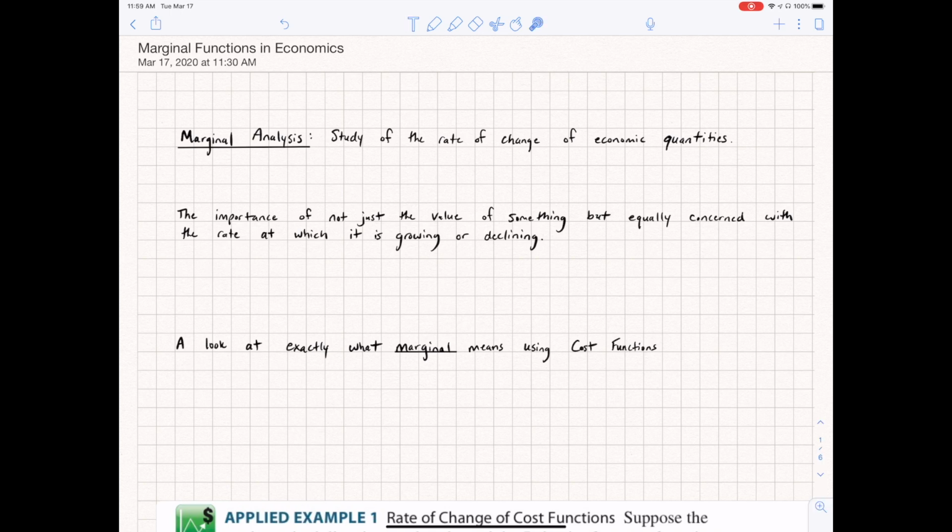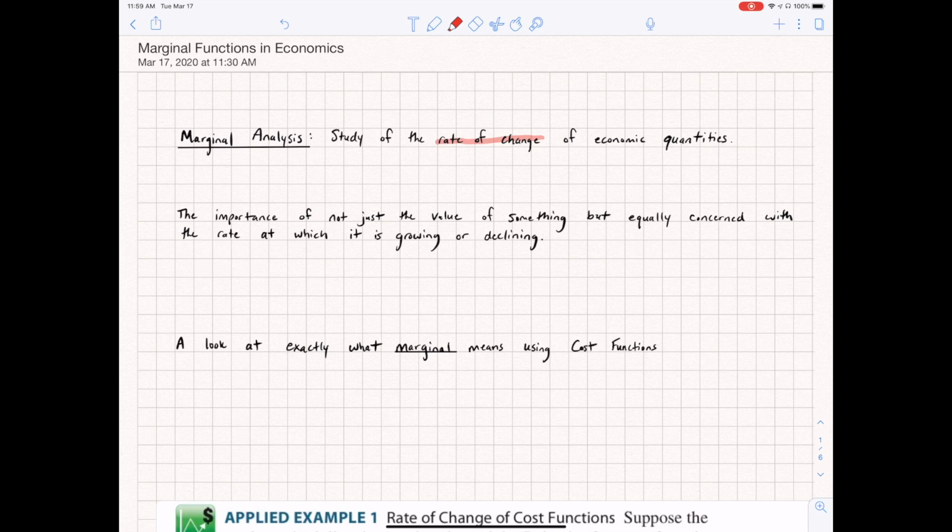And so what we're going to talk about is really just focusing on this word marginal and specifically what it means when we say marginal analysis. I've got this definition written up here so you can look through it and read through it. And if you want to copy it down, you can. But essentially, when we say marginal analysis, what we're looking at is the study of the rate of change. And again, this should be a sticking point now in terms of calculus, specifically of economic quantities.